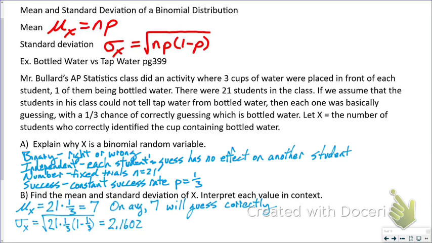Yep. So we know on average, the number of correct guesses will be within 2.16 of the mean.